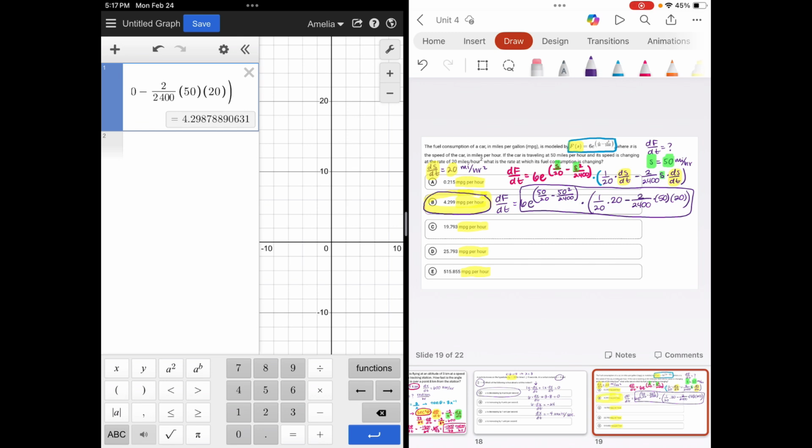All right, so that's how you would do that problem. You would take the derivative with respect to t, but then plug in everything you know and use Desmos to help you do that final math and not have to do all of that by hand, which we couldn't even do because we can't raise e to a random number by hand. That would be too difficult.